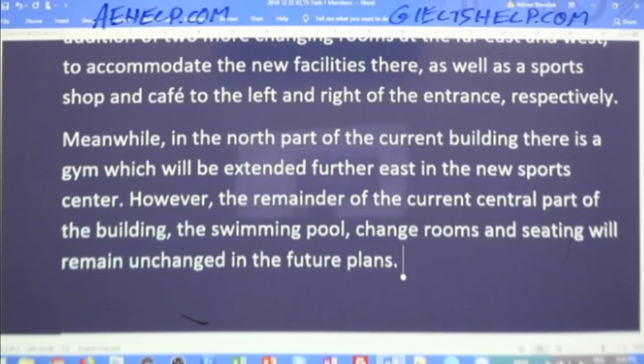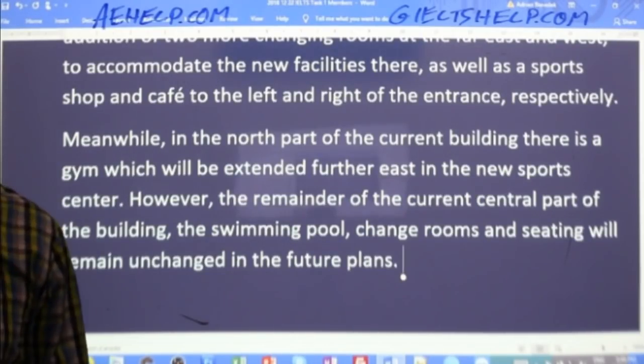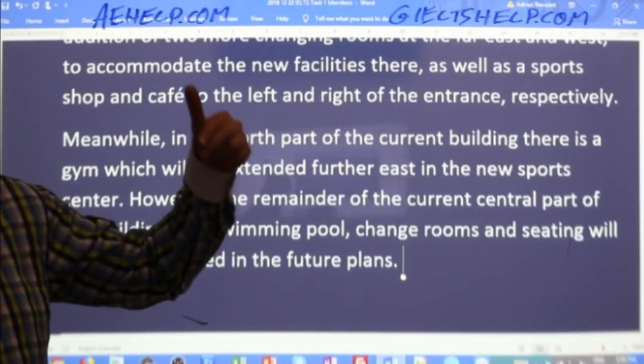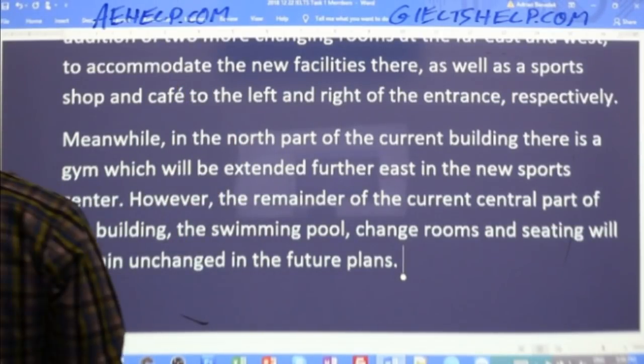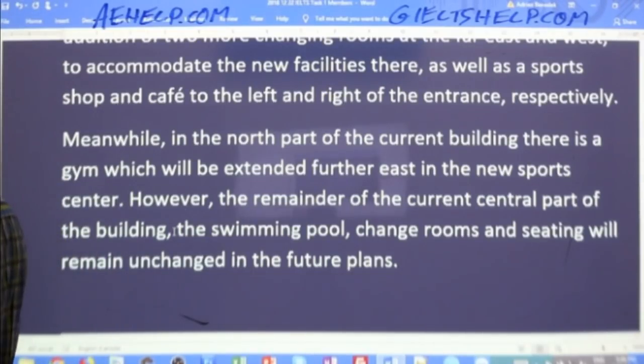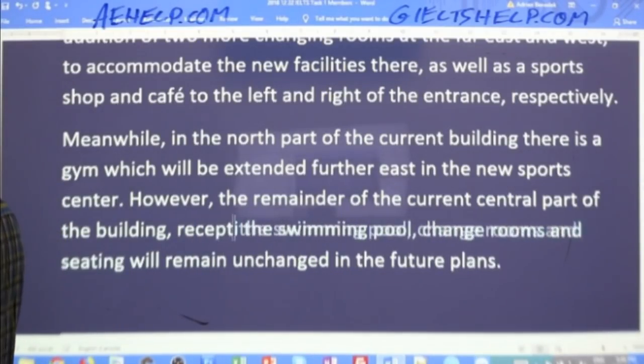Kesey says at the south of the blueprints, 2 new facilities, a sports shop and a cafe, will open to the left and right of the reception. Very good. That works too, Kesey. So you're looking at it from the angle of the reception rather than the entrance. I forgot the reception completely myself. I'll throw it in here.